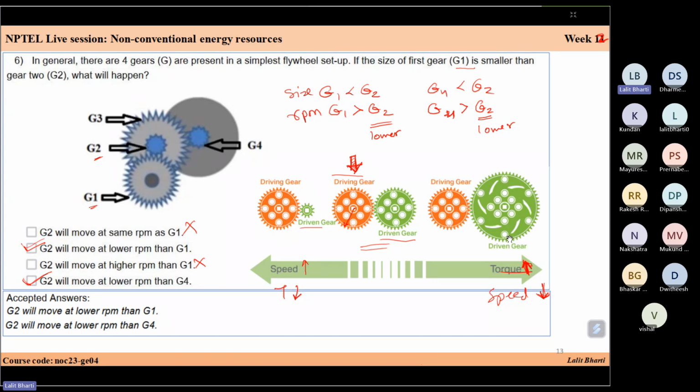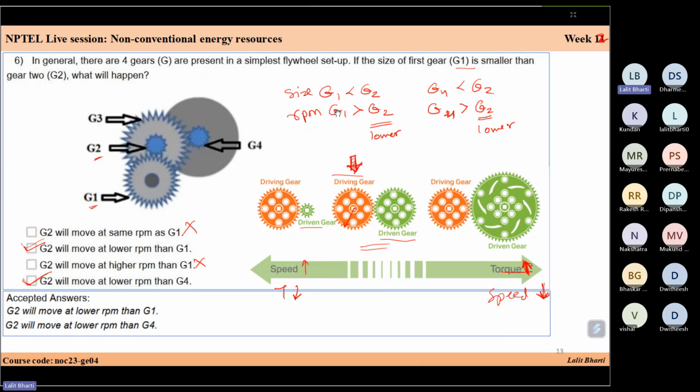So basically, if G1 is smaller than G2, so if the size of G1 is smaller, then RPM will be higher and torque will be smaller. Torque is directly related to the size, but RPM is inversely related to the size.